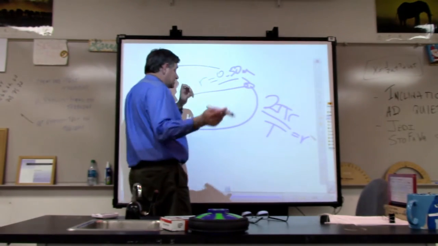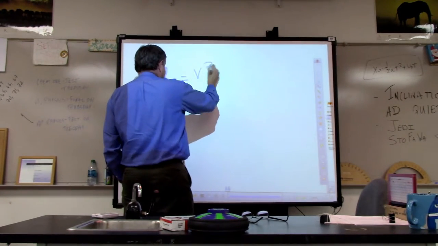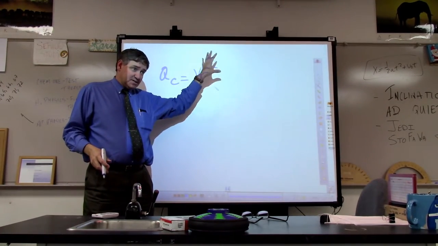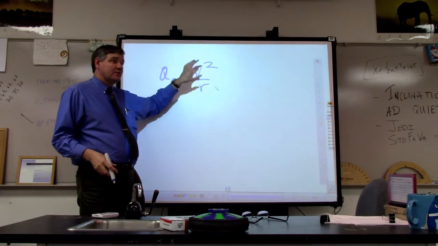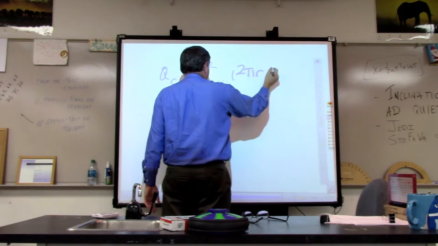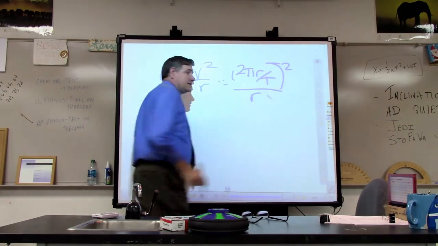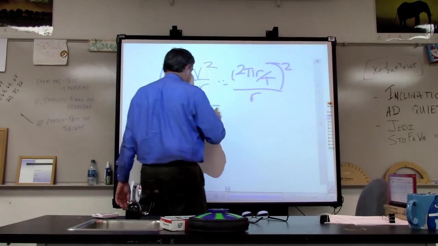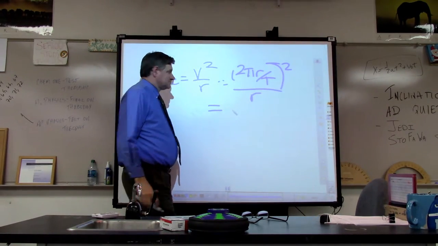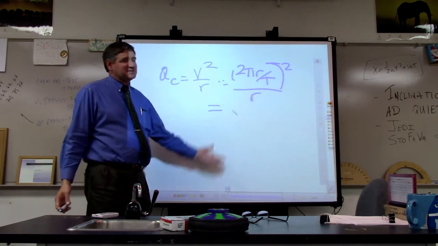That's it. Now, this is where we're going to do a little bit of weird substitution. We said centripetal acceleration is v squared over r. So now, we're going to take that 2 pi r over t and substitute it in here for velocity. So then we're going to have 2 pi r over t, squared, divided by r. When I square all this, what do I get? Just this. Just look up here. 2 pi r over t squared is going to give me what?